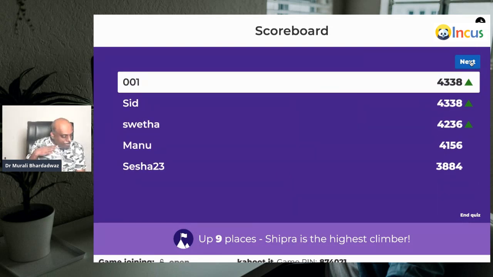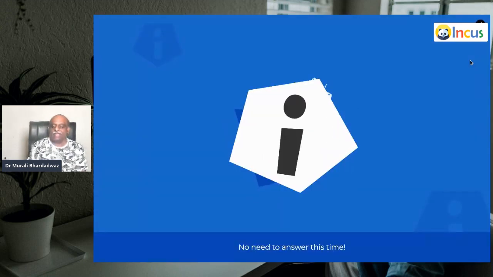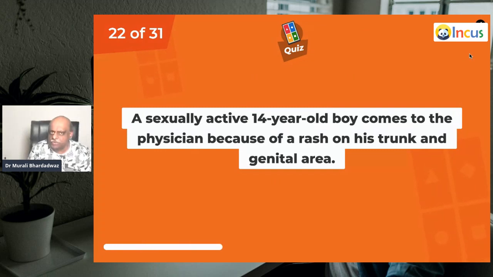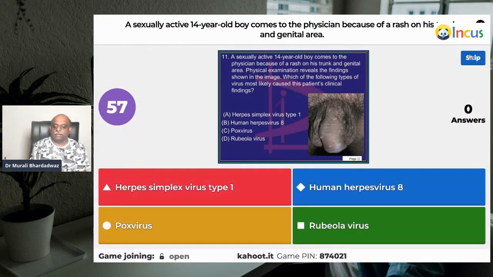Very good. 001 once more springs up with a correct answer. Excellent, doctor. Excellent. So this is a real rat race. So now, doctor, the next question. A sexually active 14-year-old boy comes to the physician because of the rash on his trunk and genital area. Physical examination reveals the findings shown in the image. So, what is the type of virus most likely this juvenile kid might have acquired based upon the physical examination findings?